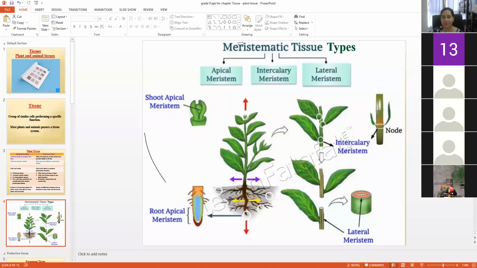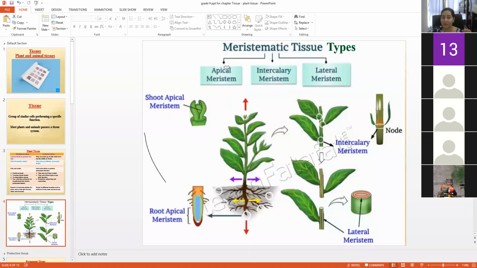Now, children, meristematic tissue types are divided again into three types. First is the apical meristem, the second is the intercalary meristem, and the third is the lateral meristem. Now, where are these three types located? For this, we have shown you a diagram. Now, children, this is a plant.